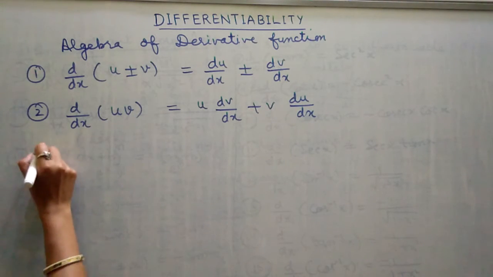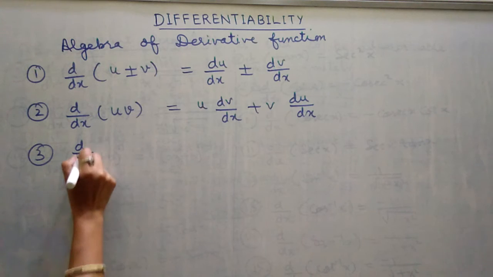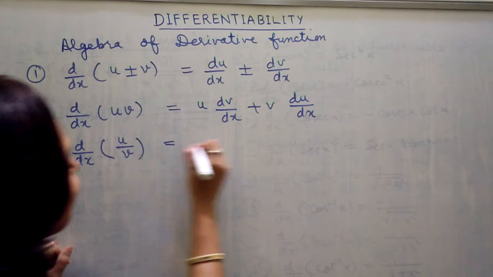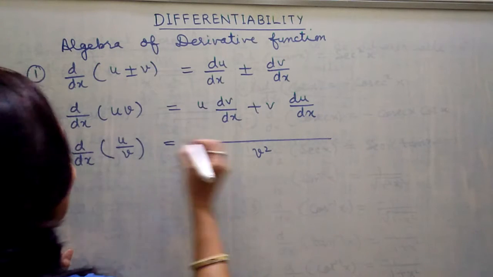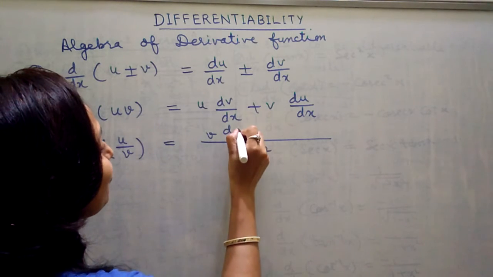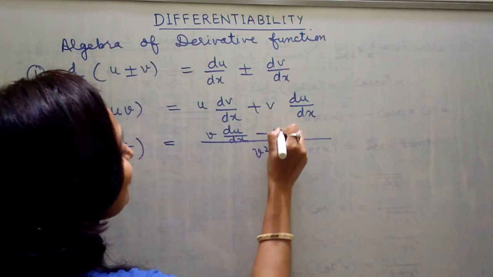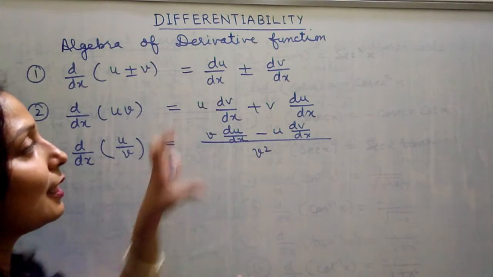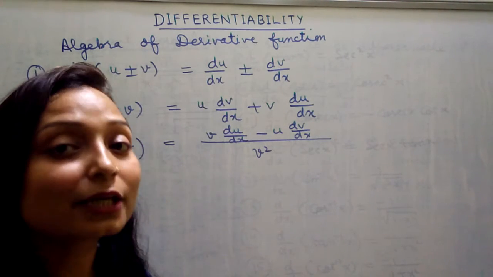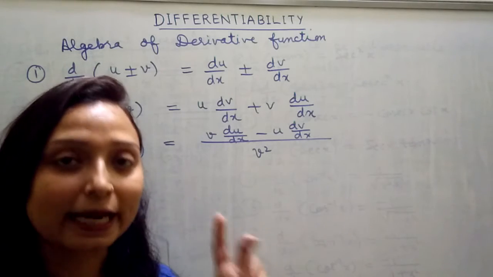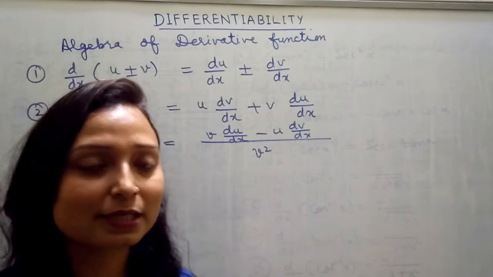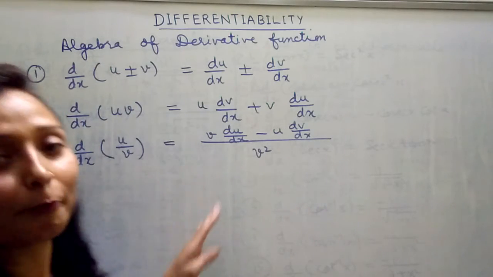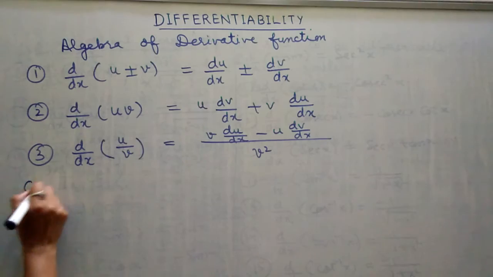If we talk about the division sign, the derivative of u upon v, how can we solve it? That is v square in the denominator, and in the numerator v derivative of u minus u derivative of v. So this is the way to solve questions by taking two different functions, either in addition, subtraction, multiplication or division. So we talk about the four operations here. Okay, now come to the chain rule.